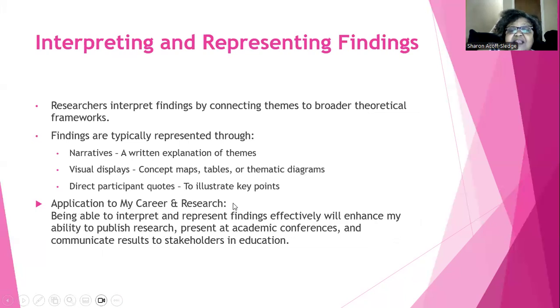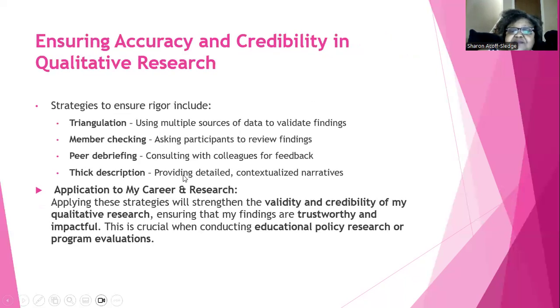Interpreting and representing findings. Researchers interpret findings by connecting themes to broader theoretical frameworks. Findings are typically represented through narratives, visual displays, and participant quotes. Being able to interpret and report research findings effectively will enhance my ability to publish research, present at conferences, and communicate my results to stakeholders in education.